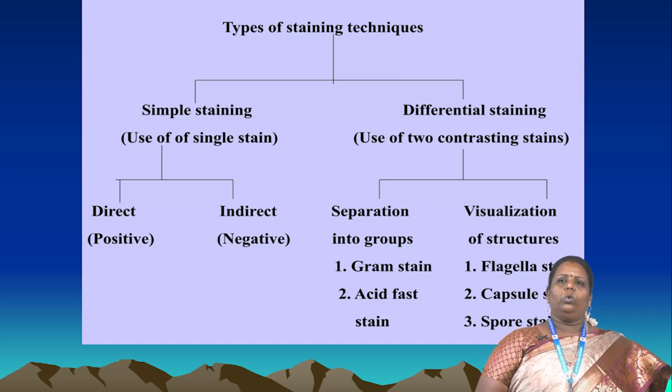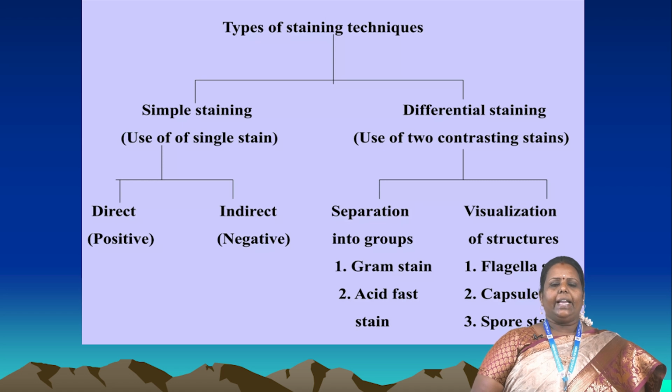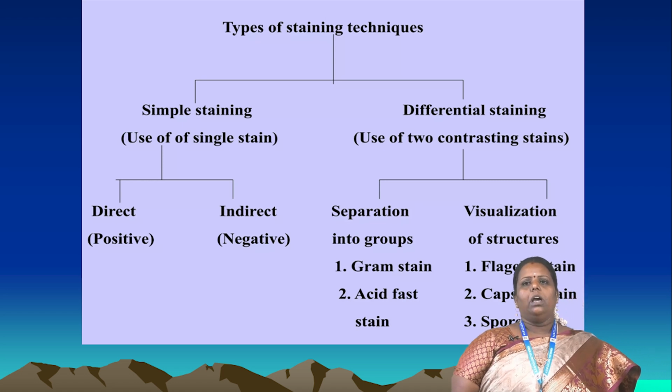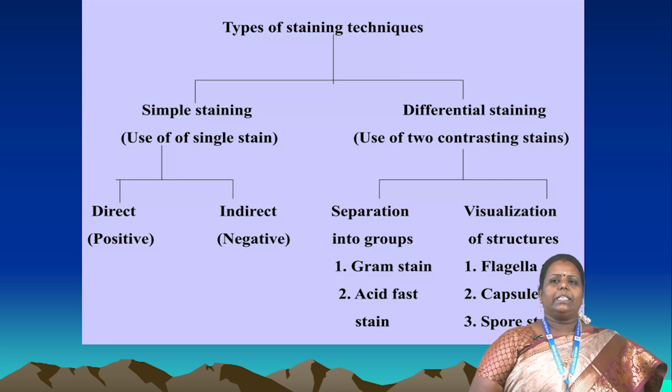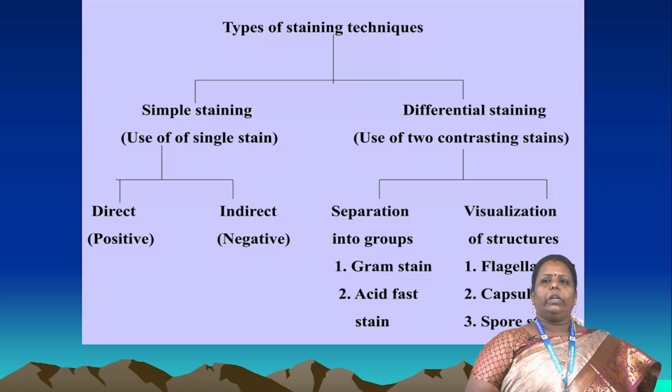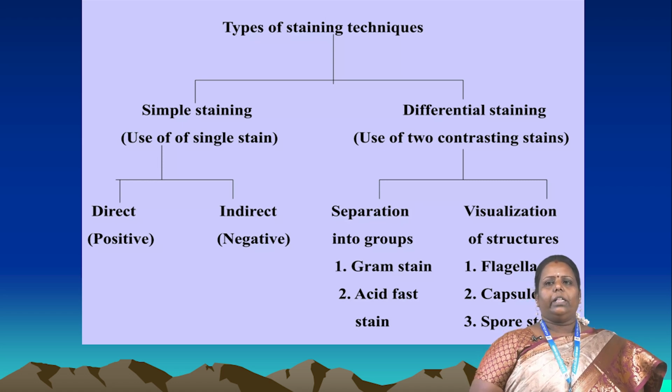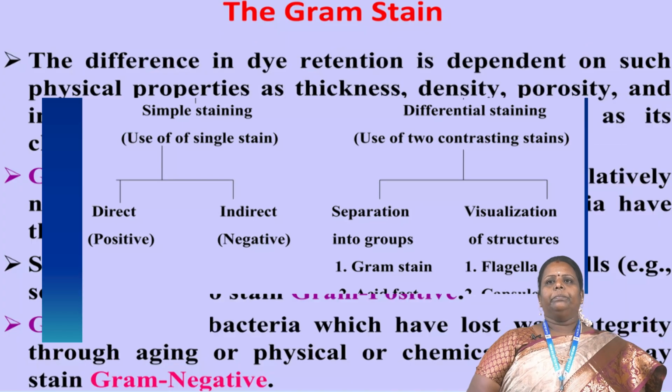In simple staining we use a single stain, that is direct or positive staining. Another is indirect or negative staining. Another is separation into groups: one is gram staining, and another is acid-fast staining. Another is visualization of structures: flagella stain, capsule stain, and spore stain.